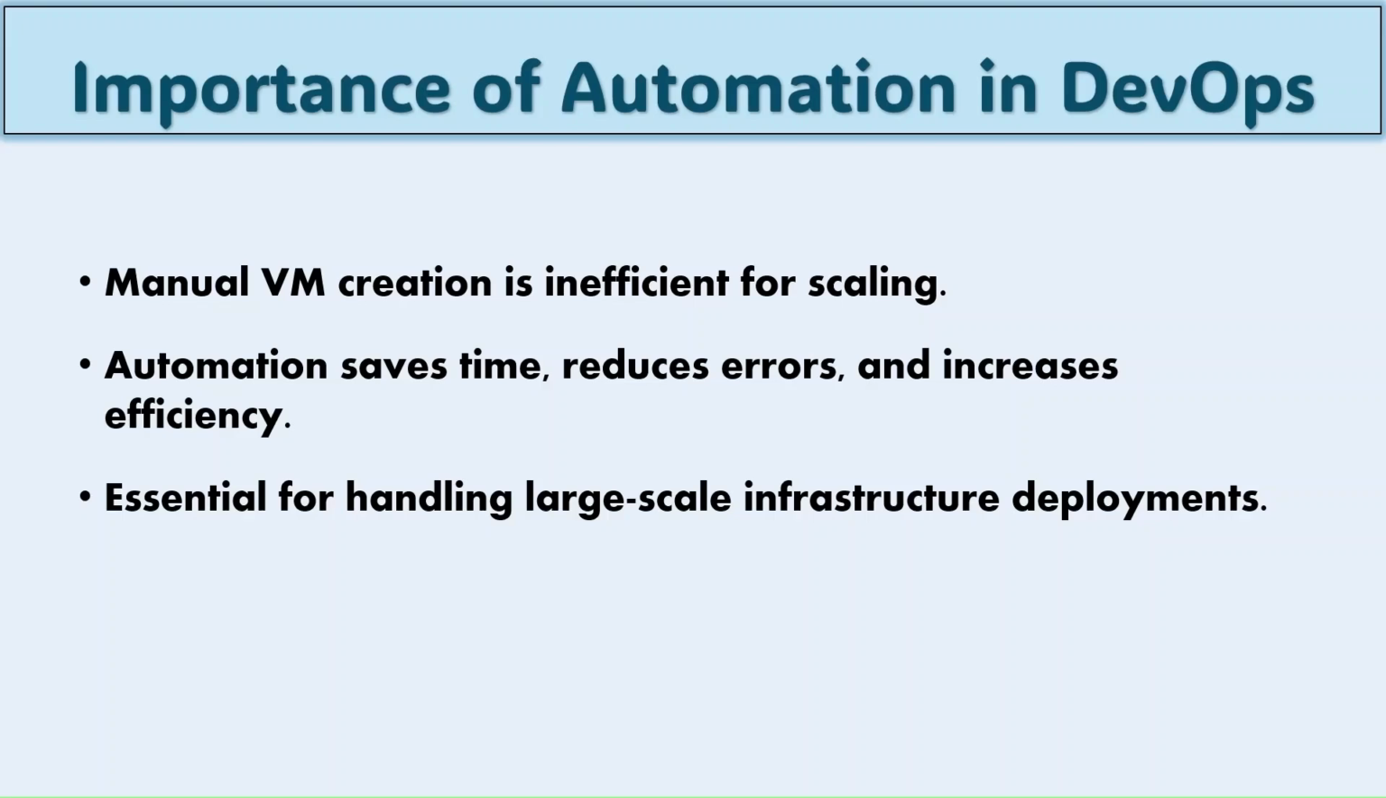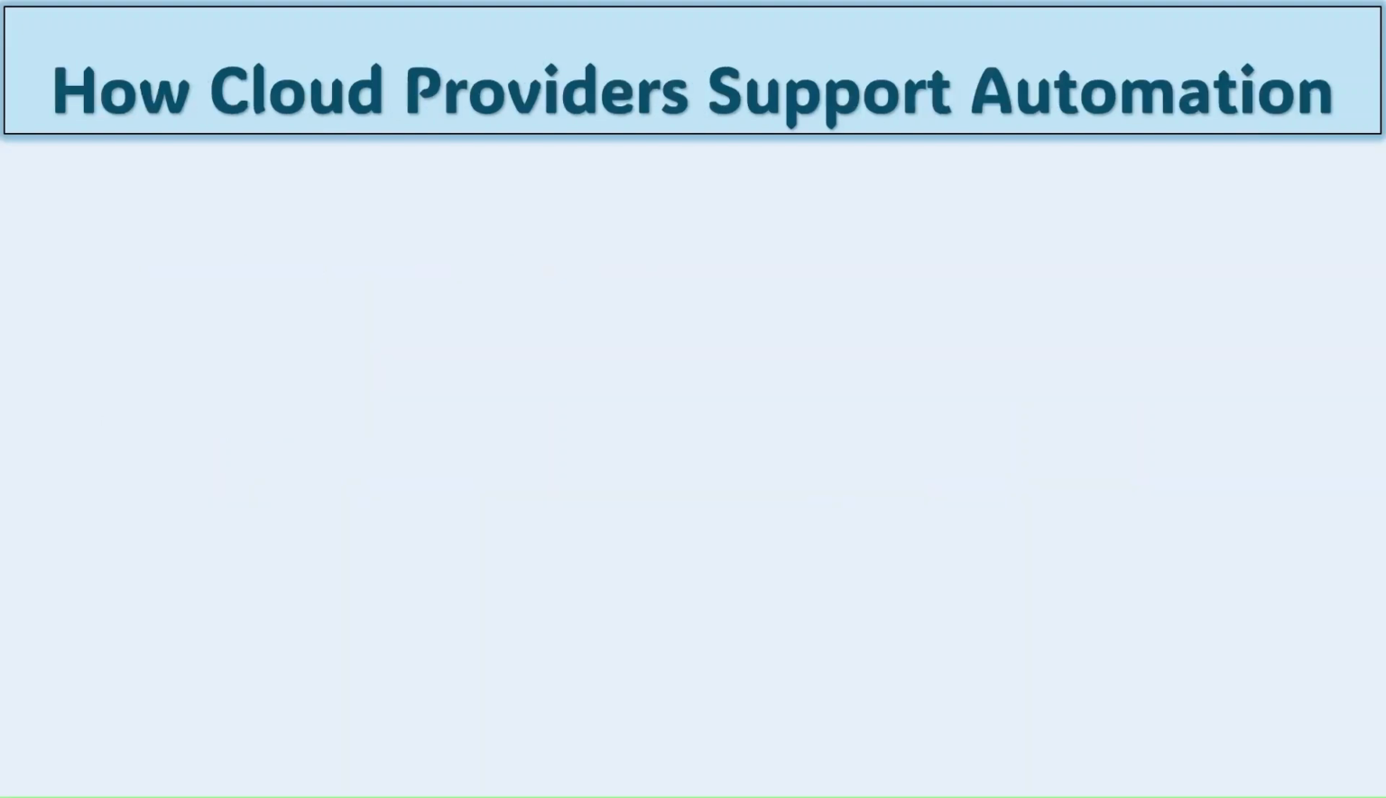Now we will get to know why manually creating virtual machines is inefficient for scaling, and we will get to know about the importance of automation: how automation not only saves time but also reduces the errors and significantly boosts the efficiency, which makes it essential for managing large-scale infrastructure deployments. AWS also offers multiple automation tools for managing infrastructure efficiently. Now we will see the tools one by one in detail.